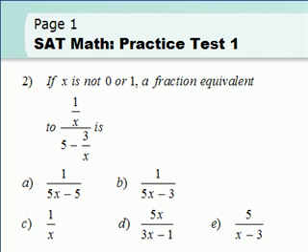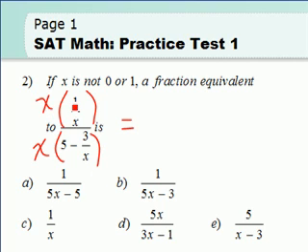Problem number 2. If x is not 0 or 1, a fraction equivalent to 1 over x over 5 minus 3 over x is. Now, to simplify a complex fraction, we look at the smaller fractions within the complex fraction and multiply the entire complex fraction by the least common denominator of these two smaller fractions. So in this case, the least common denominator between 1 over x and 3 over x is going to be x. So we multiply the entire complex fraction by x. Multiply the numerator by x and the denominator by x.